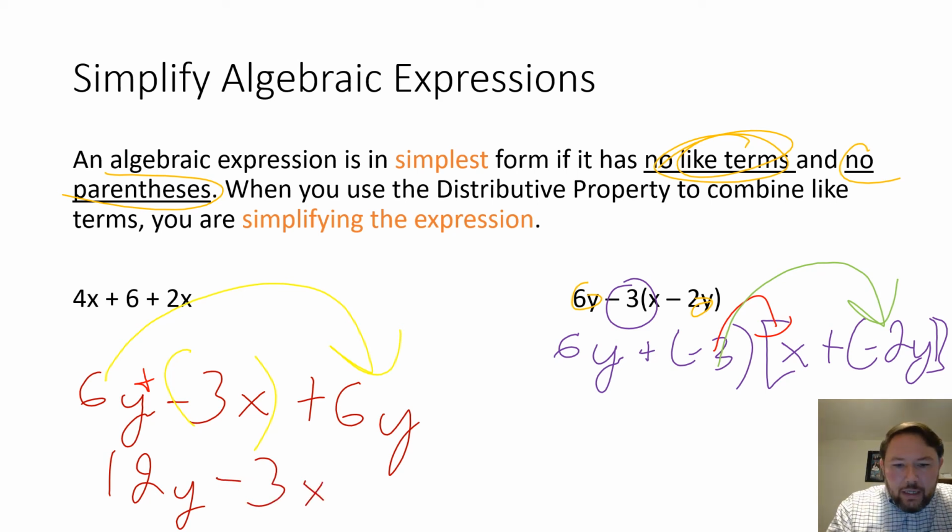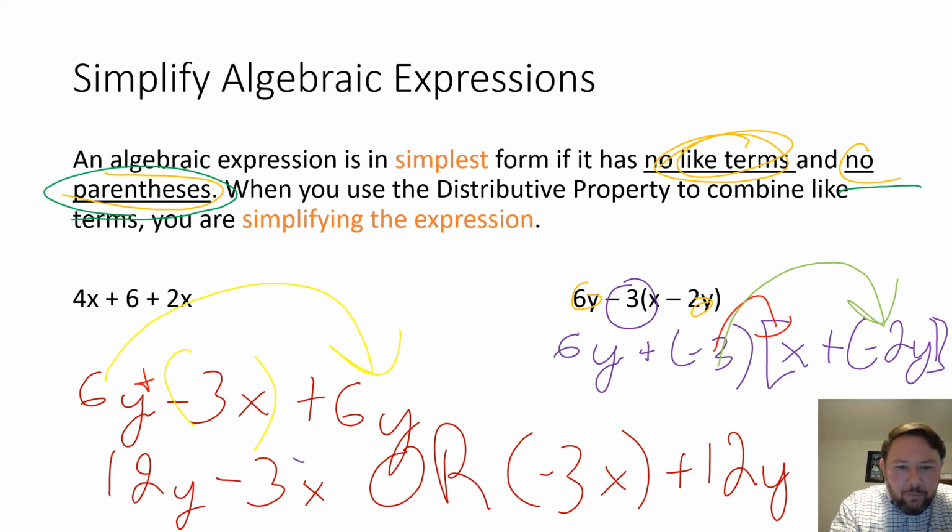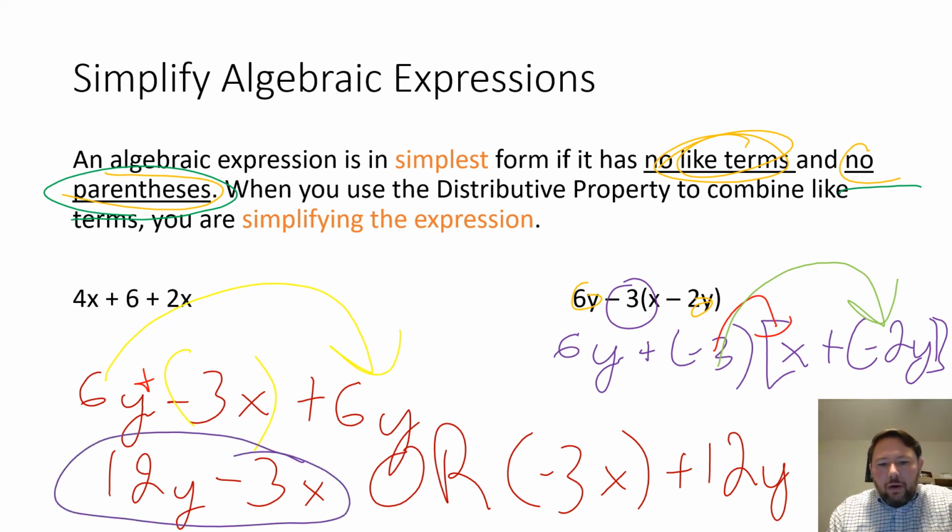We could also write it as -3x within parentheses plus 12y. But although that is possible, and we may encounter a problem like that, we're really trying to have no parentheses. So this would be, let me circle this in purple, the best answer for our problem. We've gotten rid of the parentheses, we have no like terms, and that would be our solution.